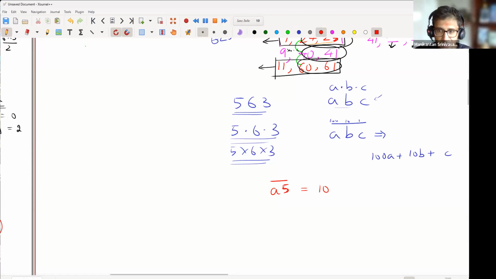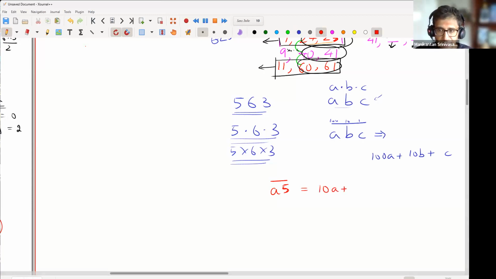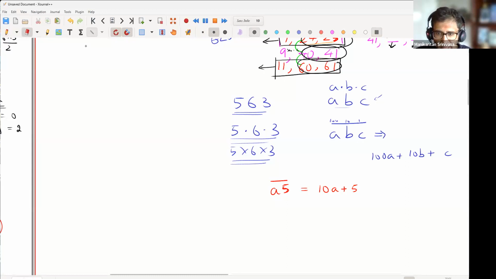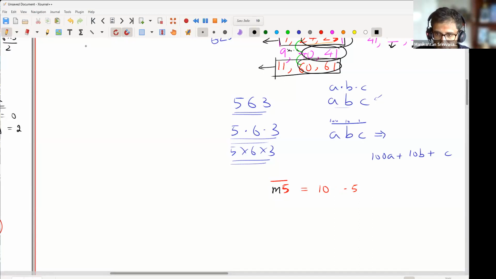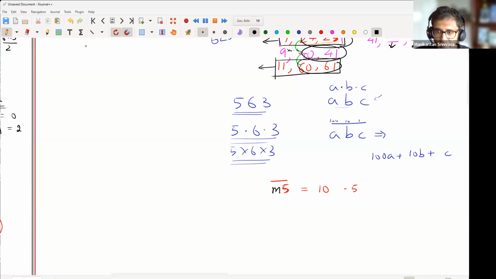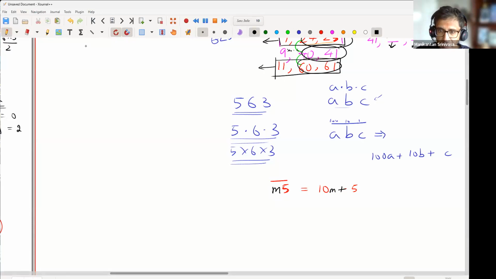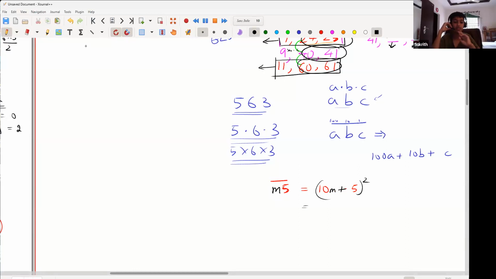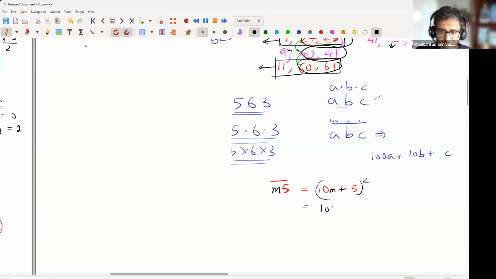So what is the numerical value for this? A is in the tens place and 5 is in the ones place, so 10A plus 5. In fact, let me not call it A, but I'll just call it M for a small reason. You'll see. So let's say this is M5, so 10M plus 5. If I square 10M plus 5, what do I get? So 10M squared plus 50M plus 5 squared. Correct. 10M whole square, which is 100M square.